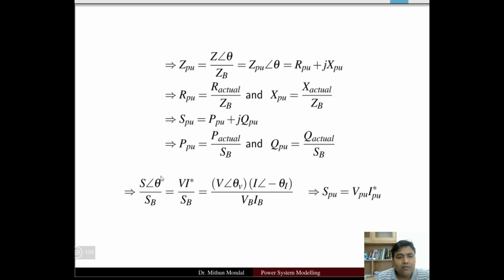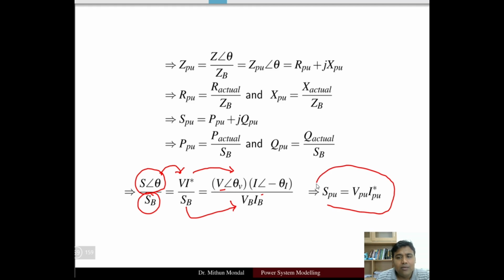Now, if we are dividing the actual value of the power, S angle theta, by the base power S base, S angle theta can be written as V I conjugate, which can be further broken up into angle and magnitude format, and S base can be written as V base times I base. So we can easily obtain that S per unit is directly V per unit times I per unit conjugate. We know that S is equal to V I conjugate, so similarly, from this we get S per unit equal to V per unit into I per unit conjugate.